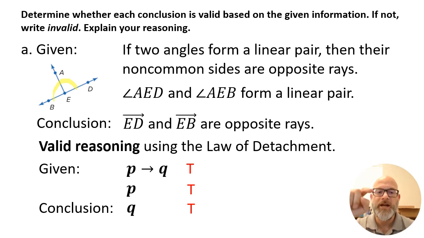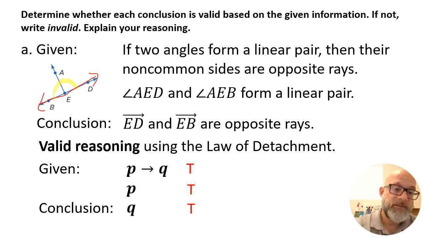If two angles form a linear pair, then their non-common sides are opposite rays. This is the non-common side right here, and the other non-common side right here. The common side would be AE, or EA. If two angles form a linear pair, then their non-common sides are opposite rays. Well, that seems to be true. Angle AED and angle AEB form a linear pair. Yep, AED and AEB do form a linear pair. Therefore, ray ED and ray EB will be opposite rays.